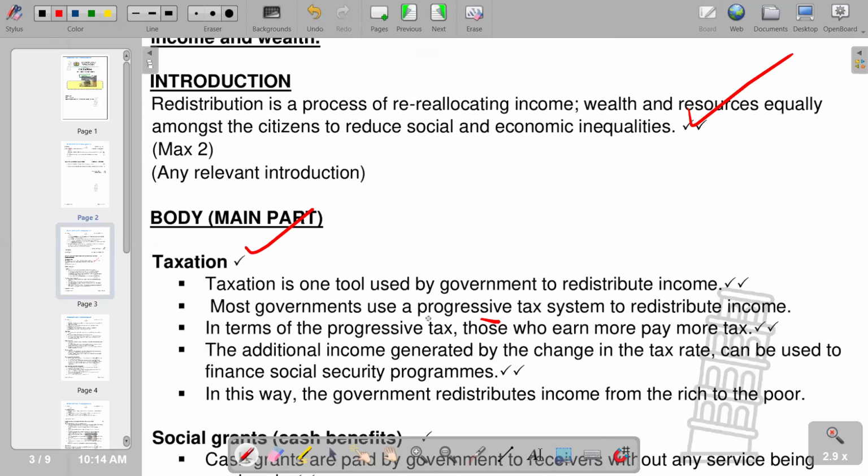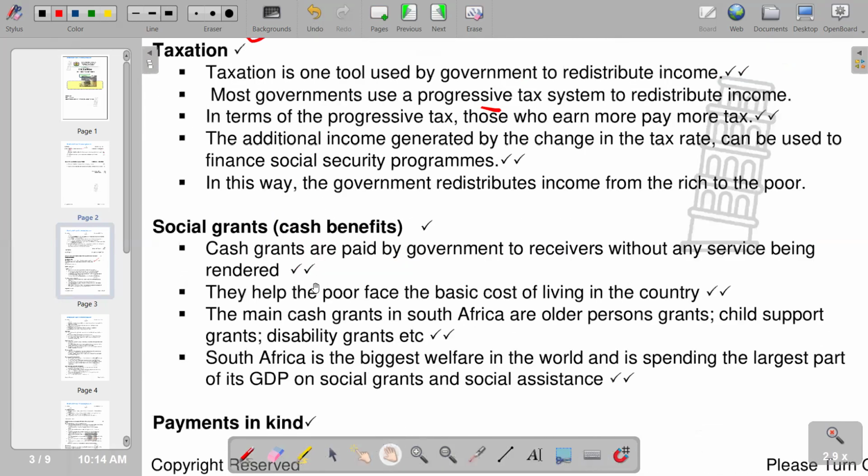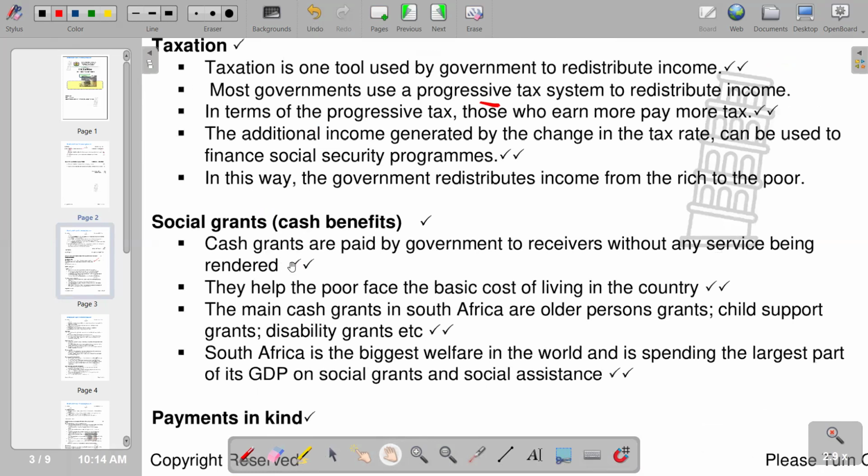So we go to another method that is used to redistribute income. We have social grants, which are cash benefits. Cash grants are paid by government to receivers without any service being rendered. They help the poor face the basic cost of living in the country. The main cash grants in South Africa are older persons grants, child support grants, disability grants, and so on. So basically, this is what we have in terms of social grants as a way of redistributing income.